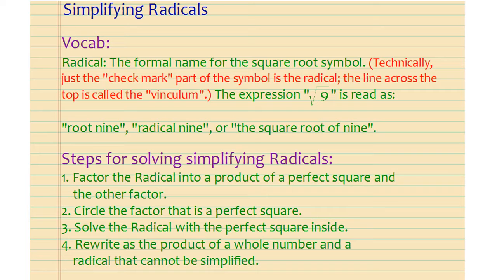Here is the vocab. A radical is the formal name for a square root symbol. A radical can be a cube root. That means there's a little 3 on the shelf. If there's nothing on the shelf, there's an imaginary 2 there. You can also have a 4th root or a 5th root and so on.